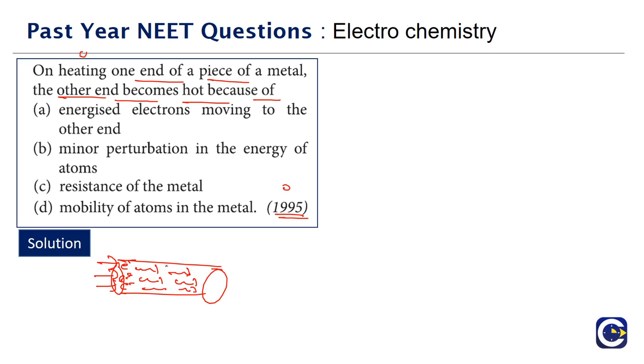So what is the reason the other end becomes hot? It is because the energized electrons move to the other end. Just like the electrons move under the influence of an electric field, the energized electrons also start moving to the other side, because of which the other end gets heated. That is why metals are good conductors of both electricity and heat, whereas this does not happen in non-metals. That's why they act as insulators. They will not be able to conduct heat fast.